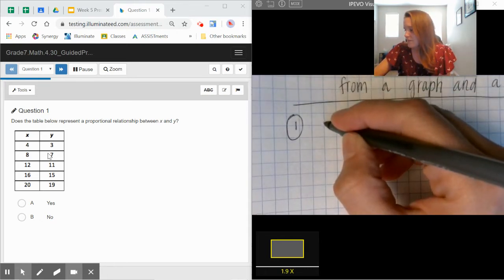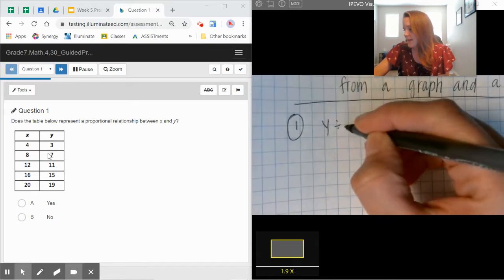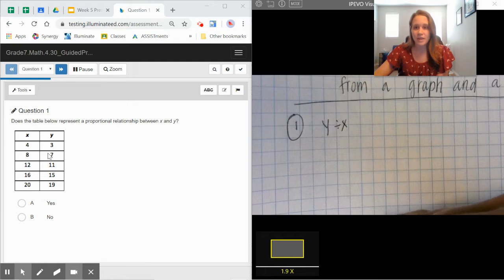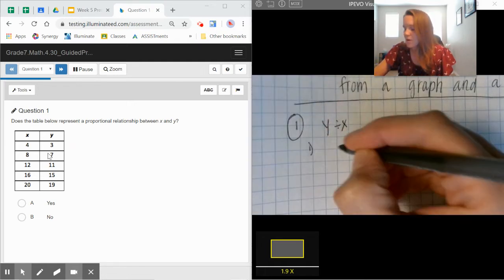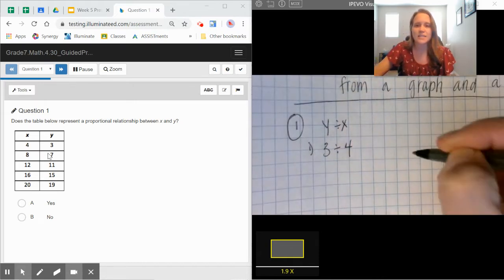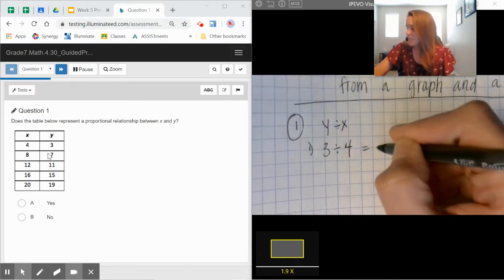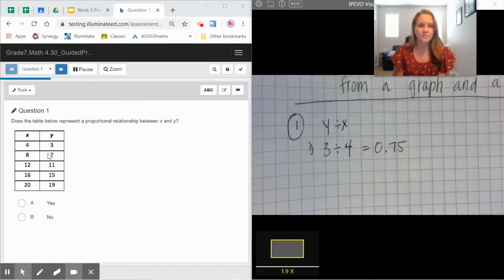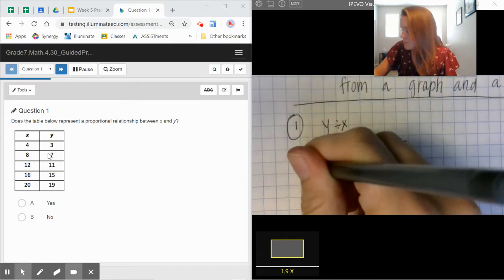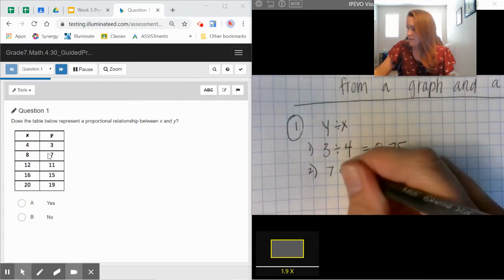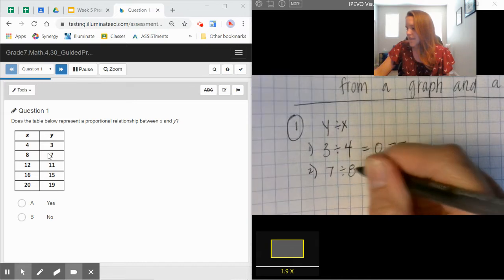So let's go ahead and write down y divided by x. That's going to give me the COP every time. So let's do that for the first ratio in my table. The y is 3 divided by, the x is 4. 3 divided by 4 is 0.75. Let's check the second row. The y coordinate is 7. The x coordinate is 8.